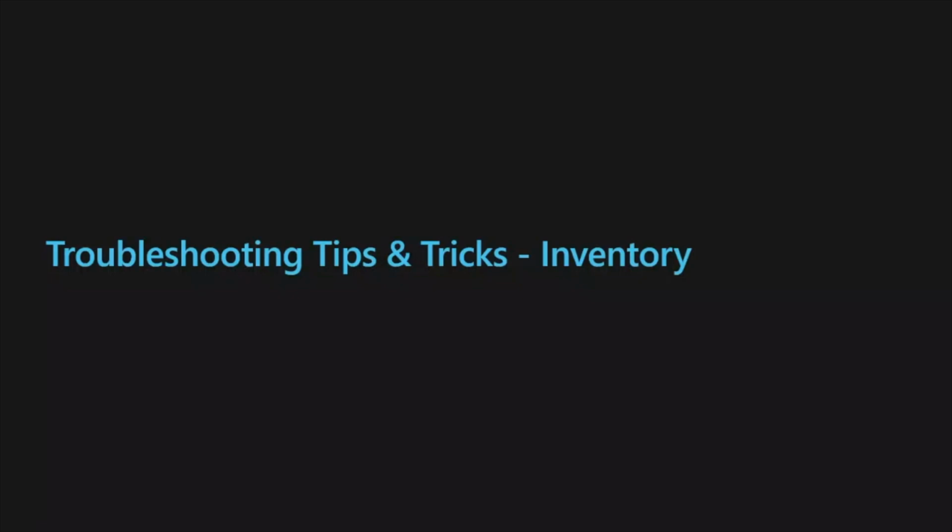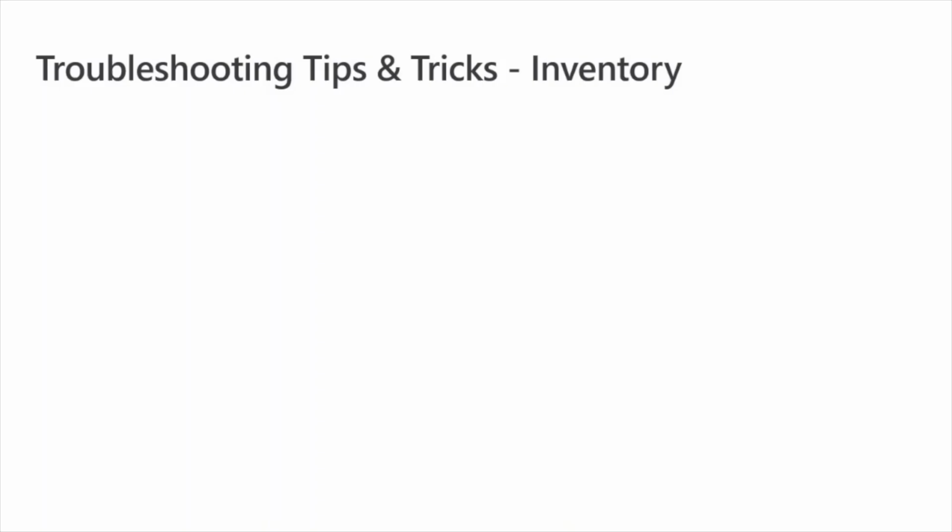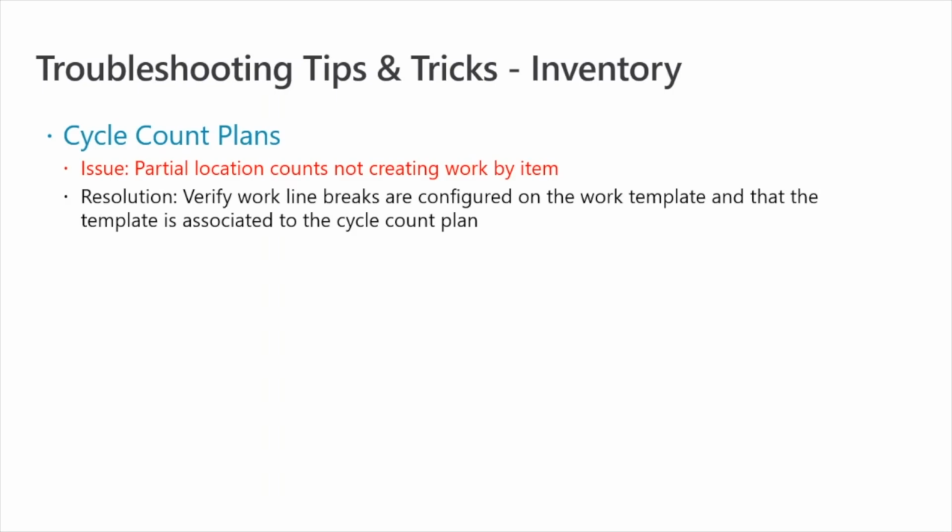So let's discuss some of the troubleshooting tips and tricks for those inventory issues. The first one we discussed was the cycle count plan, if you're trying to create those plans by item to count just a part of a multiple item location. So I might have items A, B, and C in location 1, 2, 3, and I only want to count item B instead of all of the location.